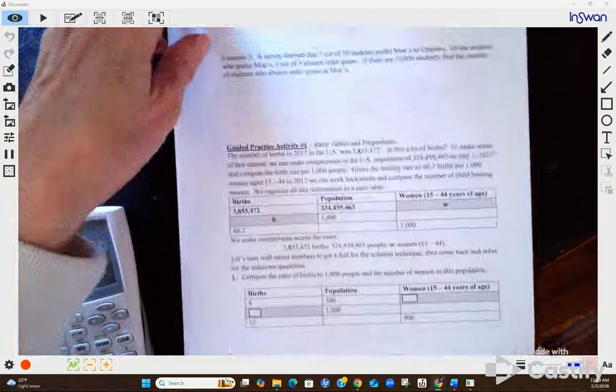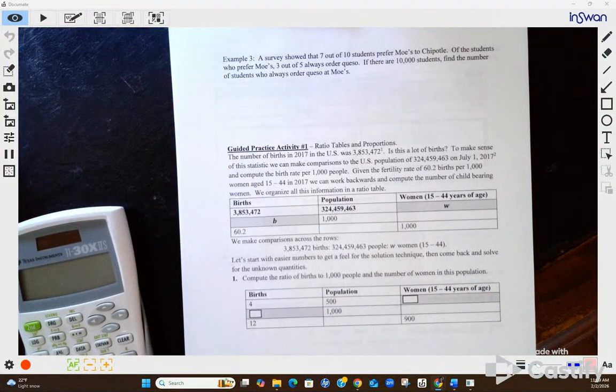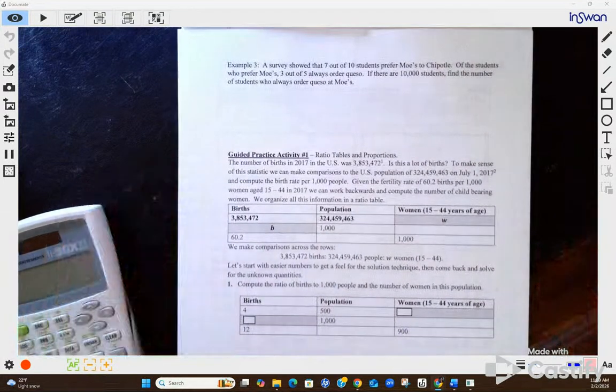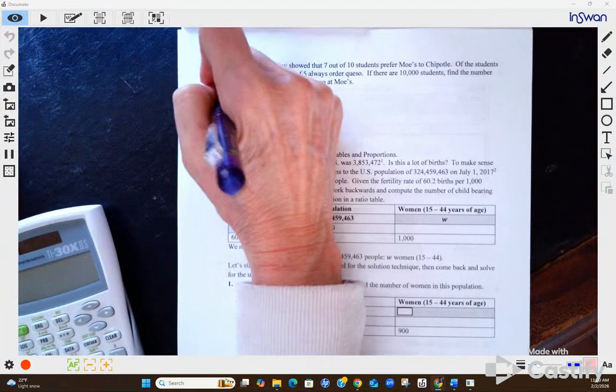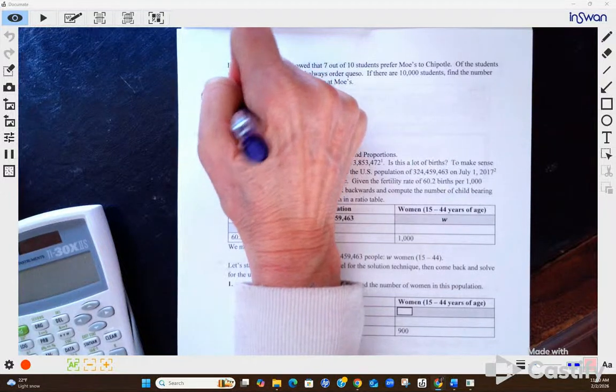All right, example 3. A survey showed that 7 out of 10 students prefer Moe's to Chipotle. Of the students who prefer Moe's, 3 out of 5 always order queso. If there are 10,000 students, find the number of students who always order queso at Moe's. So this is a two-step process because we have the number of students that prefer Moe's to Chipotle, and then of the students that prefer Moe's, we need to figure out how many of those students are always going to order queso.